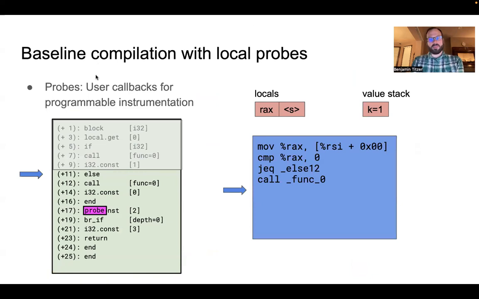So Wizard also supports instrumentation, and the way it does that is with a mechanism called local probes. Local probes are effectively a callback to user code that allows them to do programmable instrumentation at a location in the code when that location is executed. So in the interpreter, we can do that by overriding a byte with an illegal byte that will then call back to the user code so that the interpreter's execution handler will hit it.